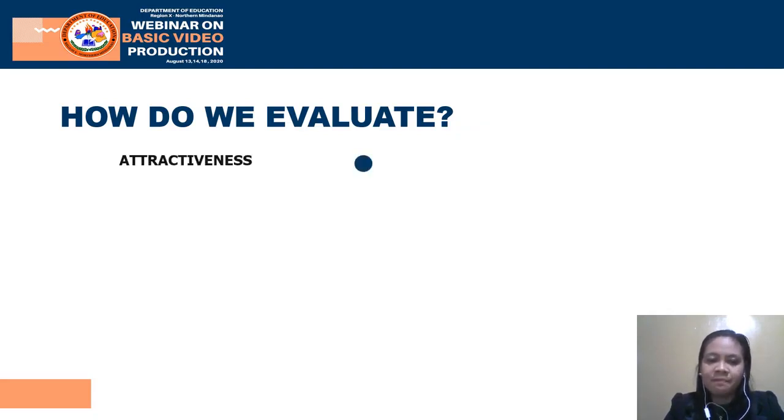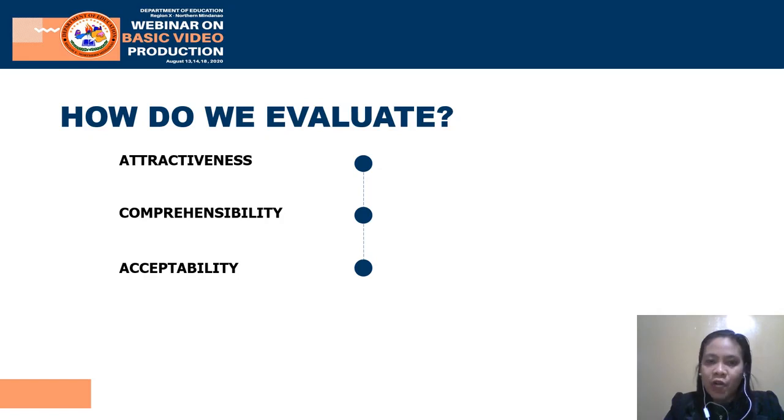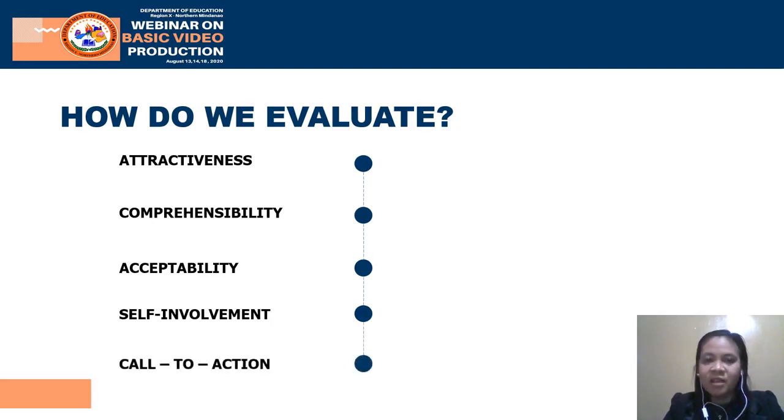The first one is attractiveness. The second is comprehensibility. The third is acceptability. The fourth is self-involvement. And the fifth is the call to action. Now, how do we evaluate these components?